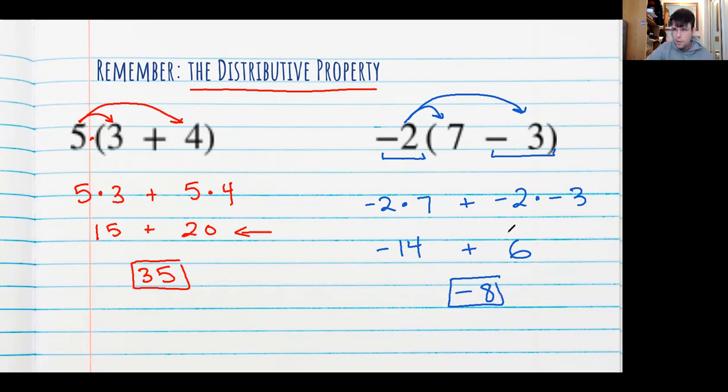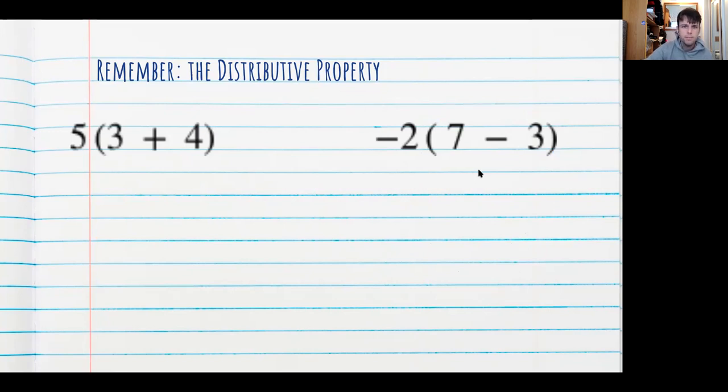So this was the distributive property with just plain numbers, but we can obviously spice this up a little bit and throw some variables in there as well, which is what we're going to look at next.